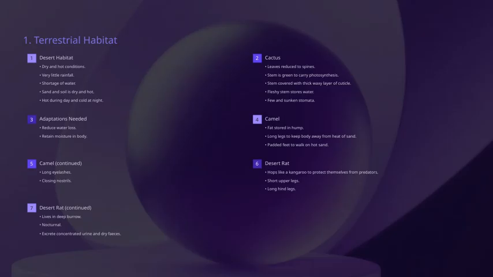Let's take a closer look at the desert habitat. As you can see, it is characterized by dry and hot conditions with very little rainfall, which leads to a significant shortage of water. The sand and soil here are extremely dry and hot, making survival challenging. During the day, temperatures soar, but at night, it becomes quite cold. Because of these harsh conditions, plants and animals have developed special adaptations.